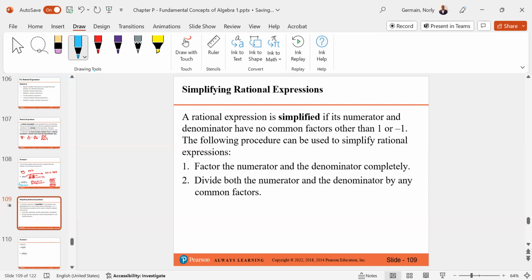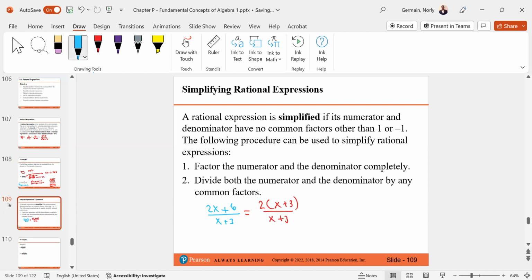For example, if I have 2x plus 6 over x plus 3, well, first of all, if they ask me to do that, I look at the top one. I already see I can factor out a 2, so 2 times x plus 3. Oh, look at that, I have x plus 3 at the bottom as well.